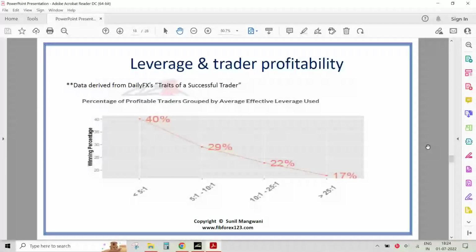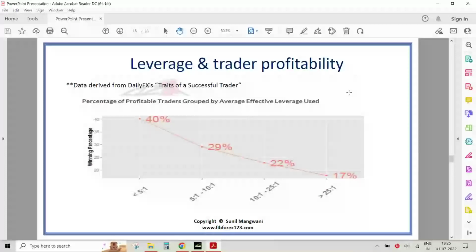Now, this is a chart which I picked up from the DailyFX website. I mean, they have some excellent resources over there. They have a blog kind of a thing on traits of a successful trader. This is very relevant. Have a look at this percentage of profitable traders grouped by the effective leverage that they use. It's just based on statistics on how many traders have been trading, and the leverage they use. You can see that for traders using a leverage of less than 5 times, the profitability figure is in the range of 40%.